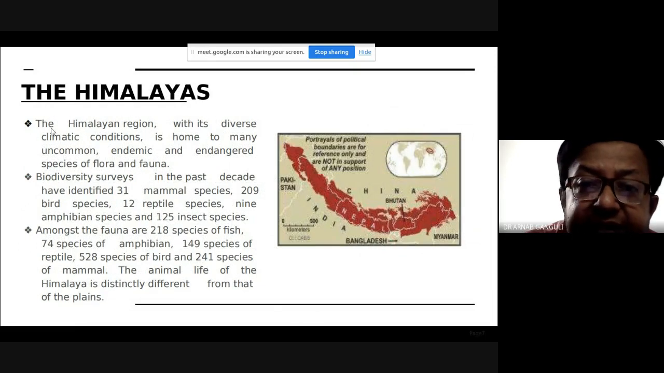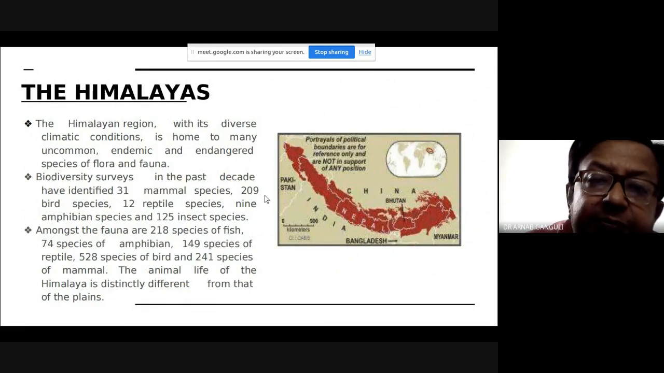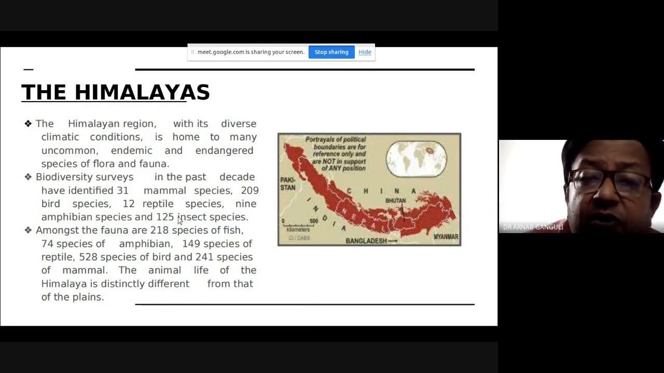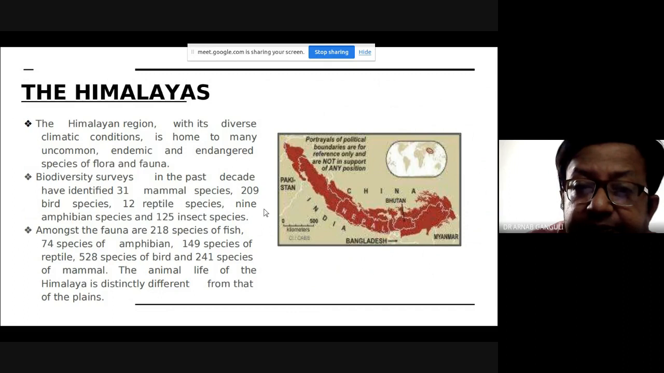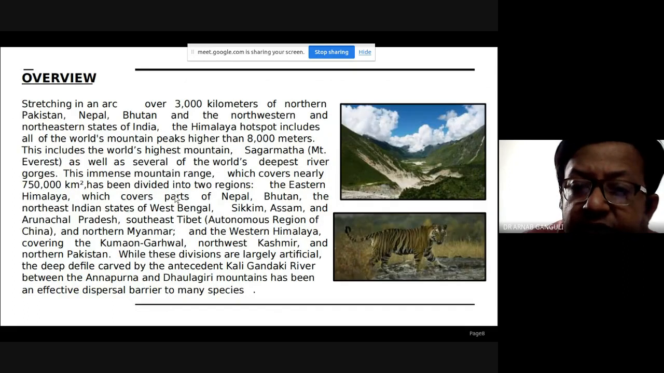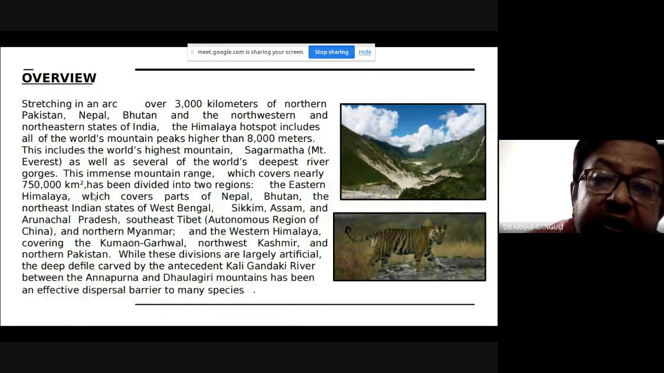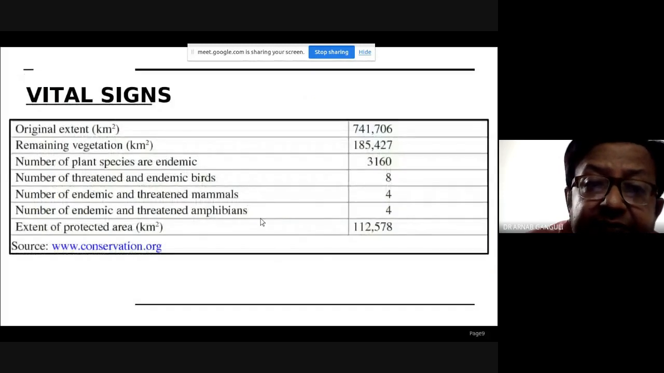So Himalayas, the Himalaya region with its diverse wildlife. What you have to study over here is how many mammalian species, how many bird species, and how many reptile species are found over here. This is the Himalayan region. Area 750,000 square kilometers. So Himalayan tigers and everything is present.